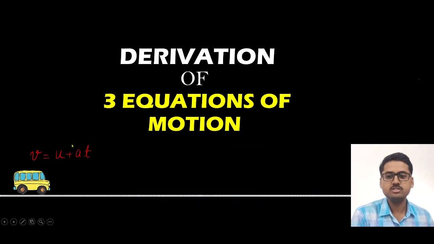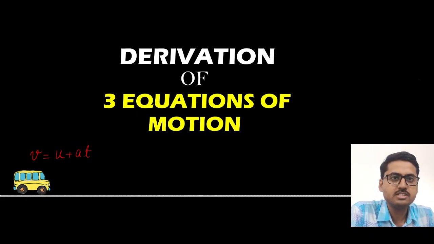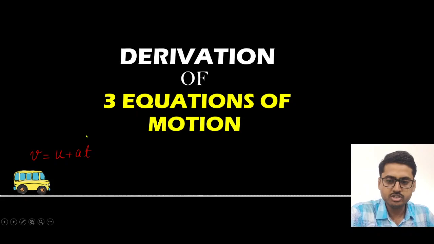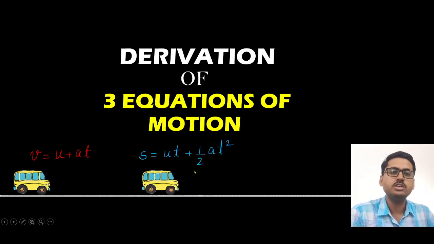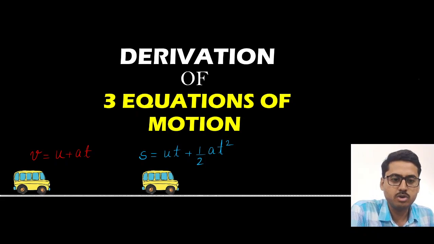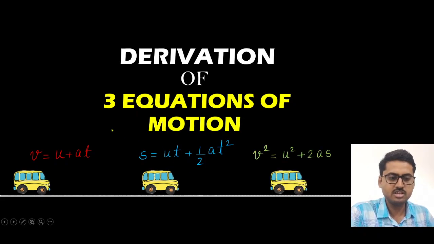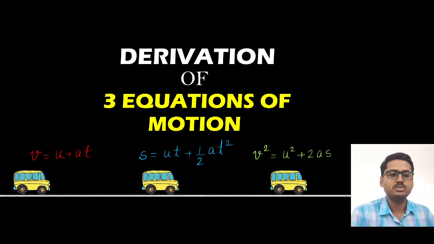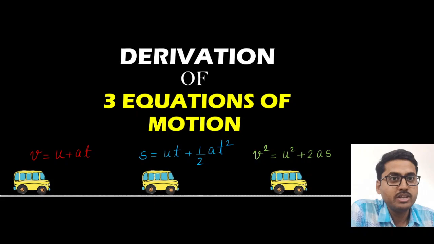The first equation is V is equal to U plus AT. The second equation is S is equal to UT plus half AT square, and the third equation is V square is equal to U square plus 2AS. I hope you are familiar with these symbols. U stands for initial velocity, V stands for final velocity, A stands for acceleration, T is for time, and S is for displacement, not speed. So please be clear with this.